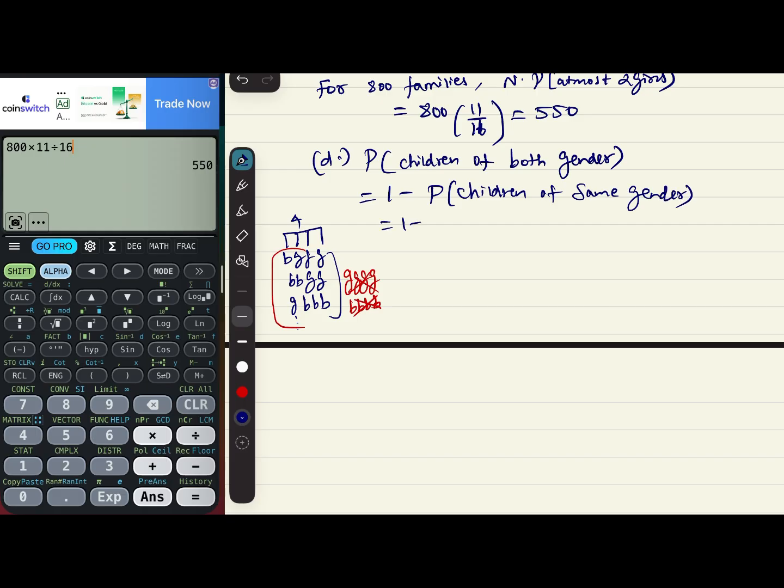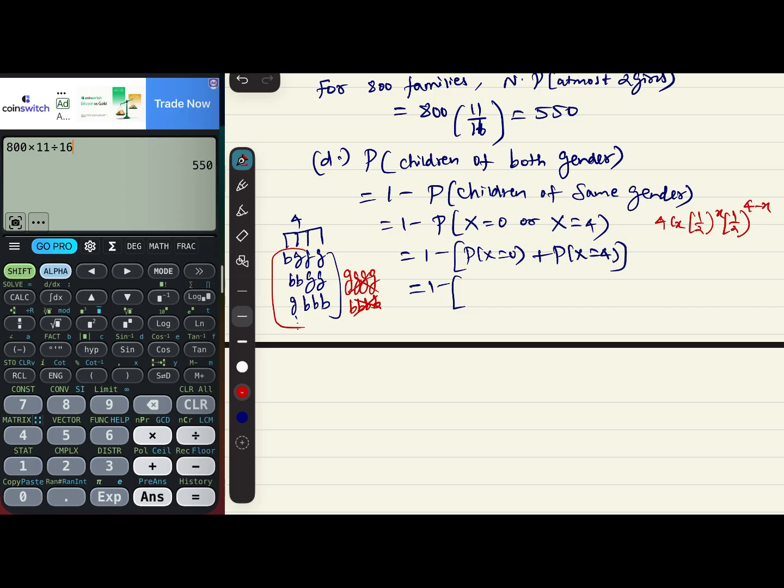So 1 minus probability of children of same gender, what does it mean here exactly? Since x is the random variable for the birth of a boy, if all are girls, then x is going to be 0, or if all are boys, x is going to be 4. That will reflect in probability of x equal to 0 plus probability of x equal to 4. So 1 minus, you know this formula: 4Cx (1/2)^x (1/2)^(4 minus x). In this only we are going to substitute.